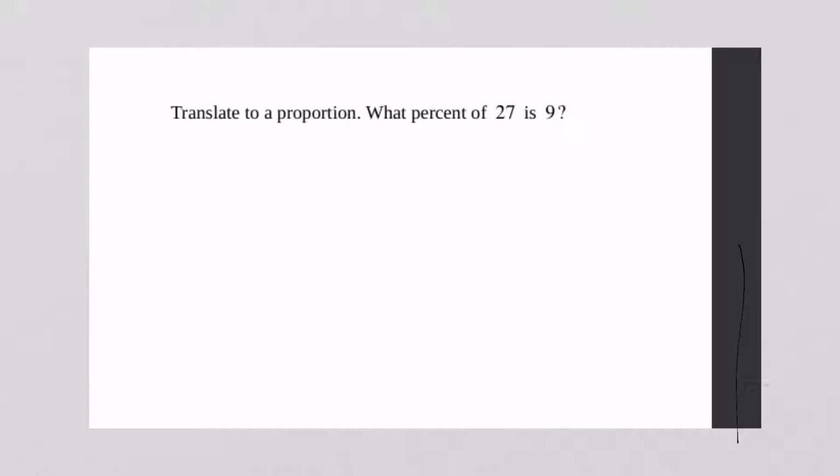Alright, this problem. What percent of 27 is 9? What percent is my percent. Now, if you'll notice, 27 is in between of and is. But if I say that the 27 is the is number, then what's going to be my of number? So really, you need to look at it backwards, I guess. Is is my 9, of is 27. So again, is over of, 9 over 27 is equal to x over 100.